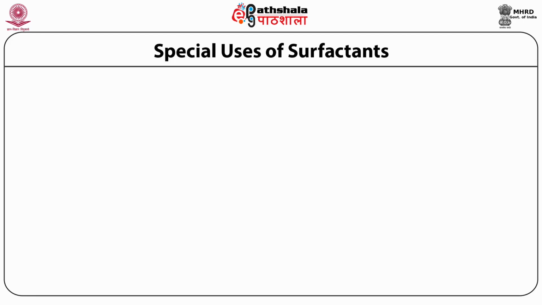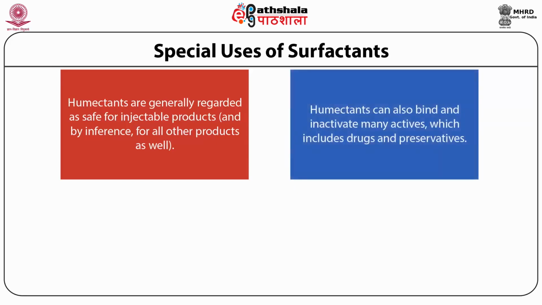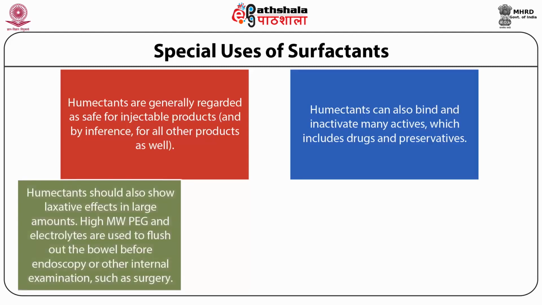Special uses of surfactants. Besides their usual applications as a component of the cosmetic products, surfactants also have some special uses. Humectants are generally regarded as safe even for injectable products and by inference for all other products as well. Humectants can also bind and inactivate many actives, which includes drugs as well as preservatives. Humectants also show laxative effects when used in large amounts.